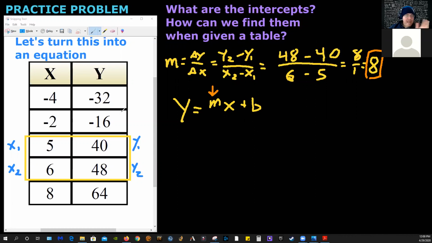And then we can pick any one of these xy pairs that we want and plug them in for the y and the x. So I think I'm just going to go ahead and choose this one right here. I'm going to use this 5 and this 40 as my xy pair. And then we'll be able to figure out what b is, which is our y-intercept. So, okay. So y would be 40.